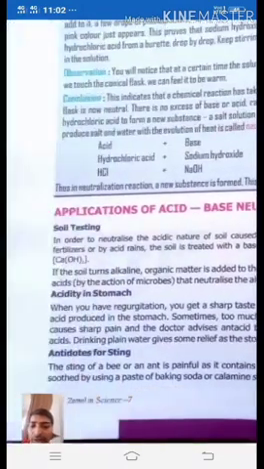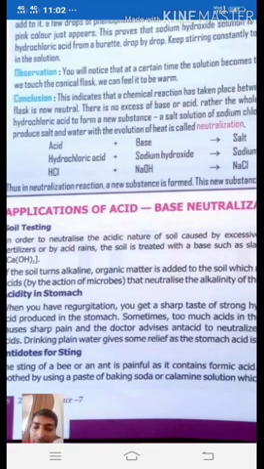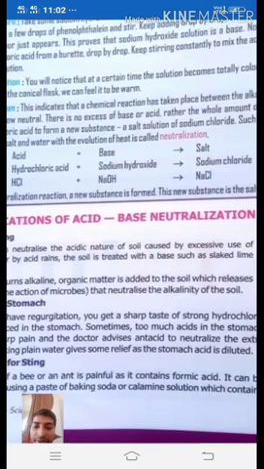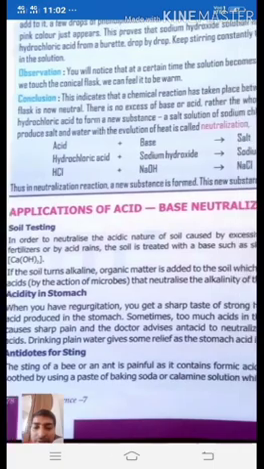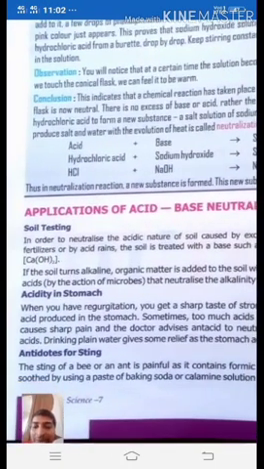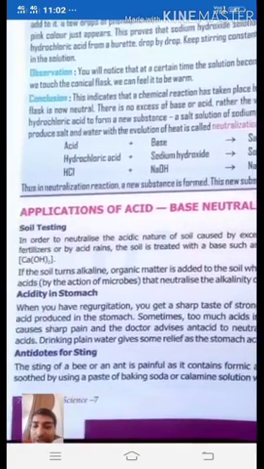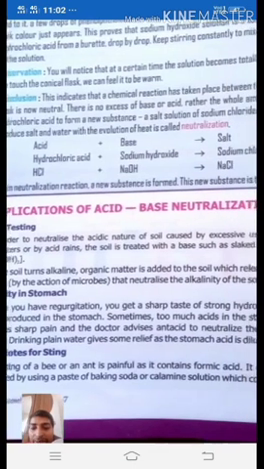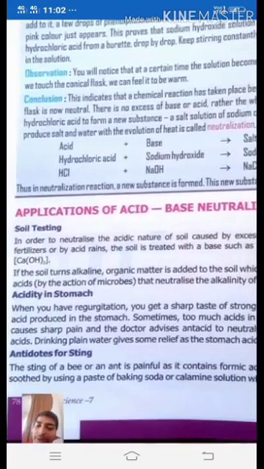What happens when you have a regurgitation, right? You get a sharp taste of strong hydrochloric acid produced in the stomach. Sometimes too much acid in the stomach causes sharp pain, and the doctor advises an antacid to neutralize the extra acid. Drinking plain water gives some relief as the stomach acid is diluted, right?